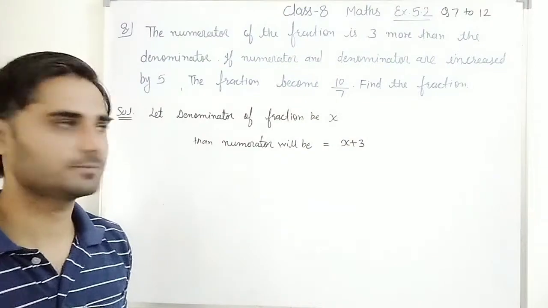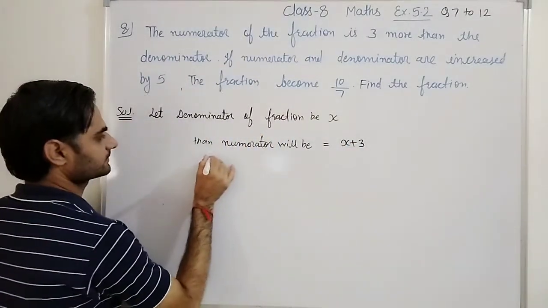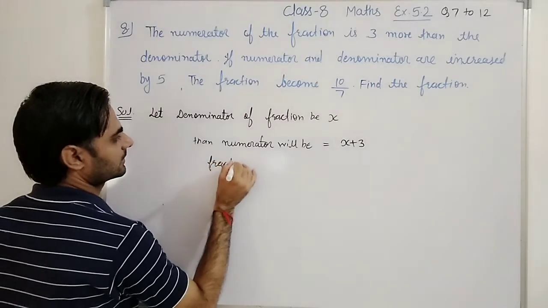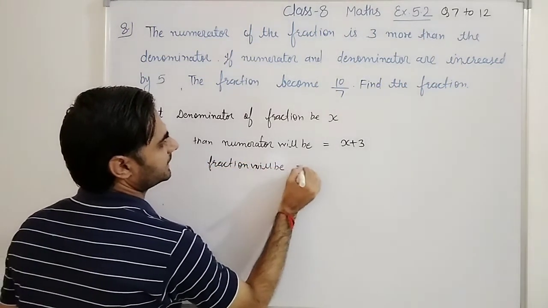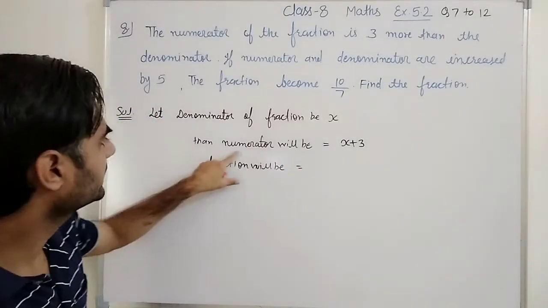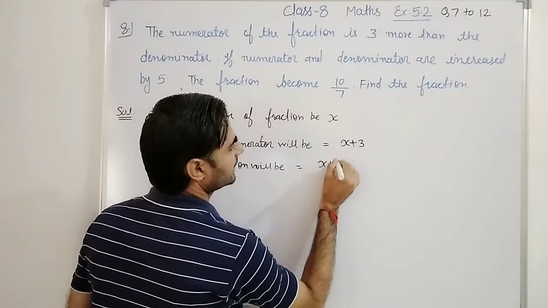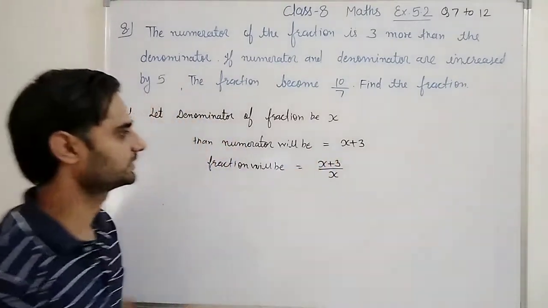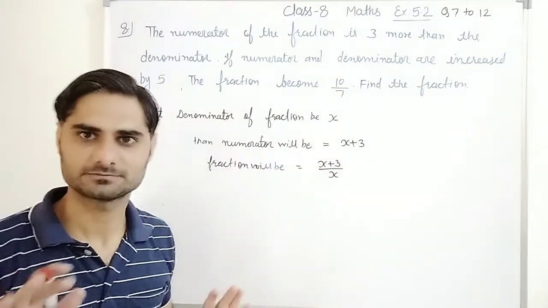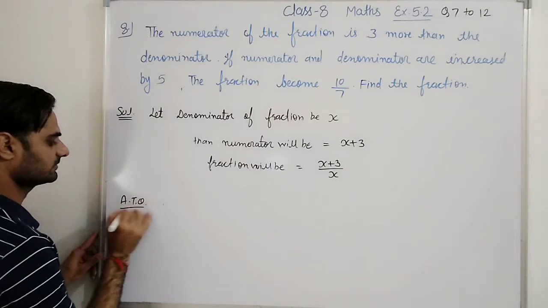So the fraction will be, what will the fraction become? See, this is the numerator and this is the denominator. So we can write the fraction as x plus 3 upon x. The numerator is 3 more than the denominator. Okay. Now according to the question, we have to solve this.